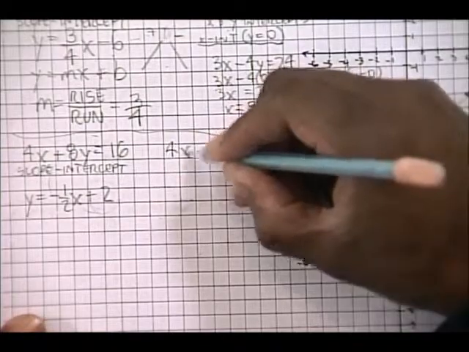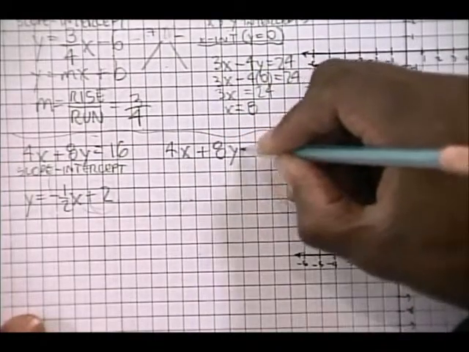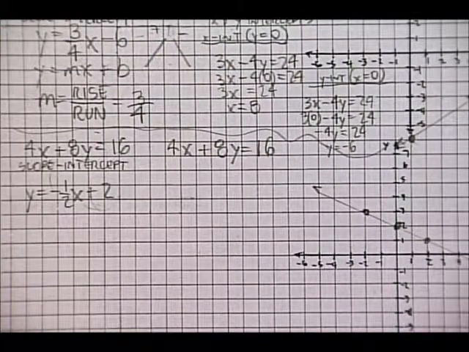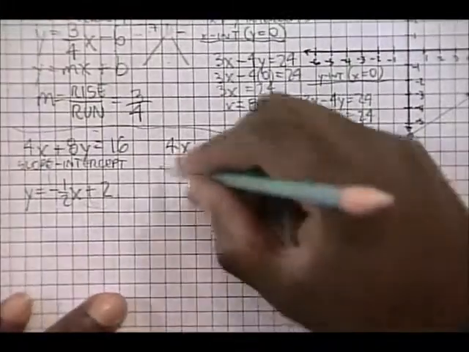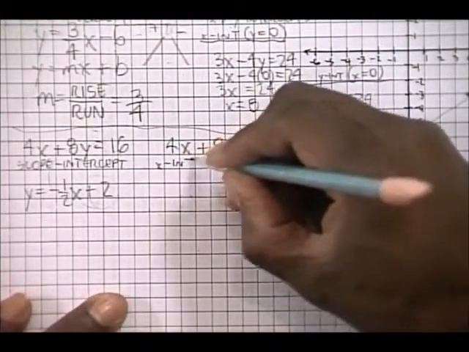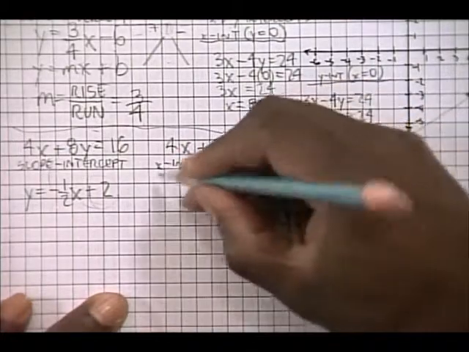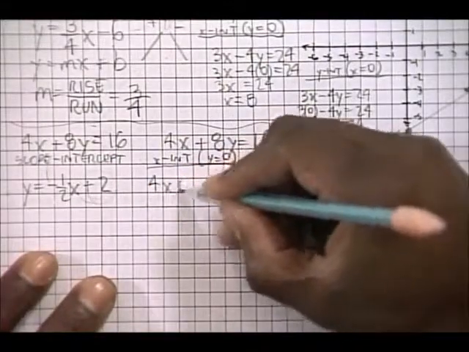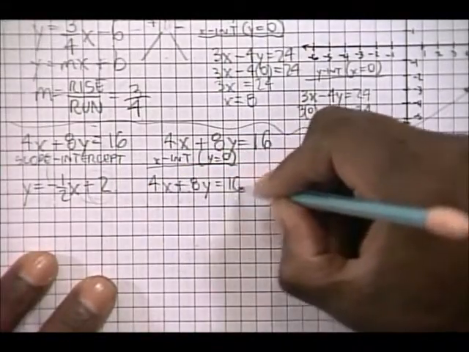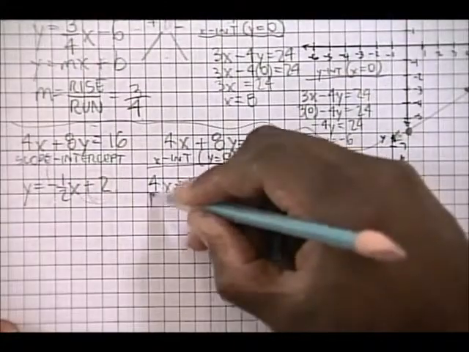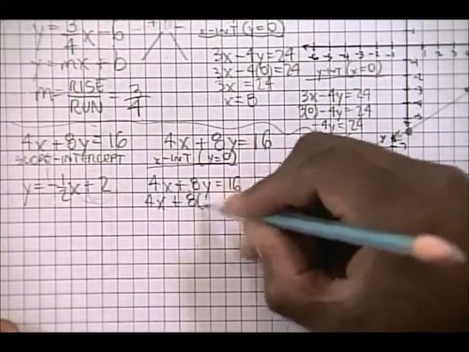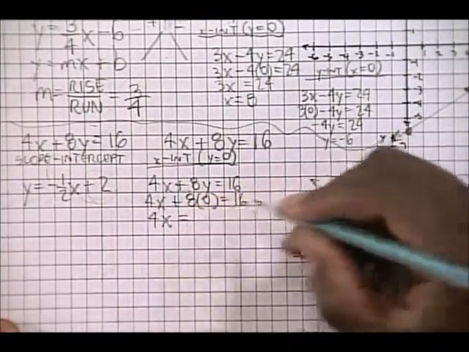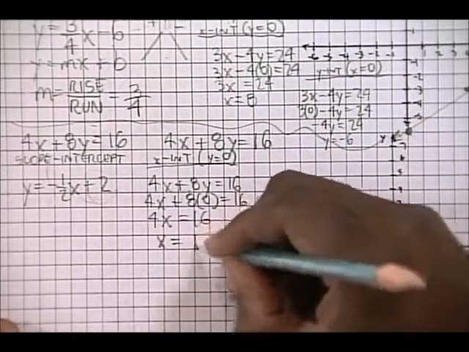We've got 4x plus 8y is 16. You want intercepts. They're going to ask for an x and y intercept. For an x-intercept, what you need to do is make y 0. We don't have time to talk about why, but you just have to trust me. So 4x plus 8 times 0 is 16. You get 4x is equal to 16. The x-intercept is 4.